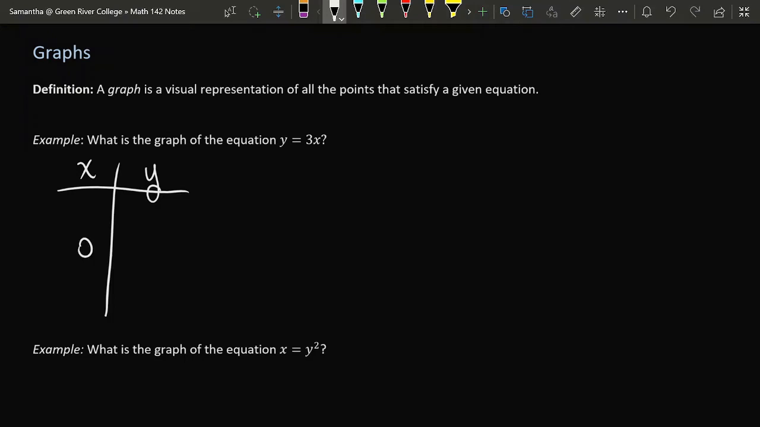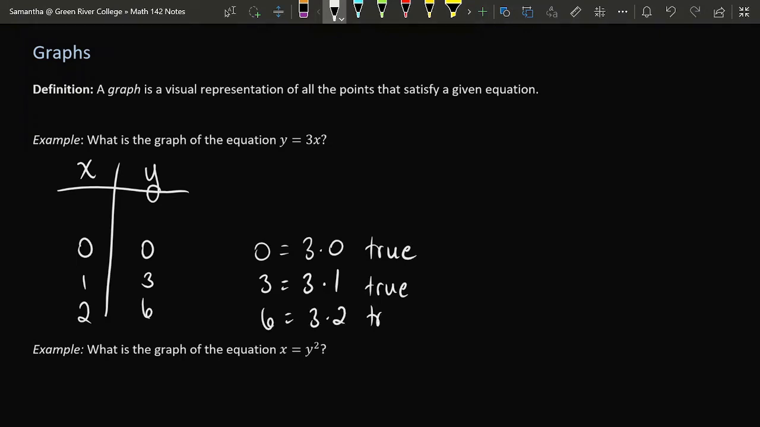For example, if both x and y are equal to 0, and I plug that into the given equation, I get 0 equals 3 times 0, which is true. So 0, 0 would be one solution to the given equation. If I plugged in x equals 1 and y equals 3, then 3 for y and 1 for x would give me the equation 3 equals 3 times 1, which is also true. If I plugged in 2 for x and 6 for y, then that's 6 equals 3 times 2, which is also a true statement, so this is another solution.